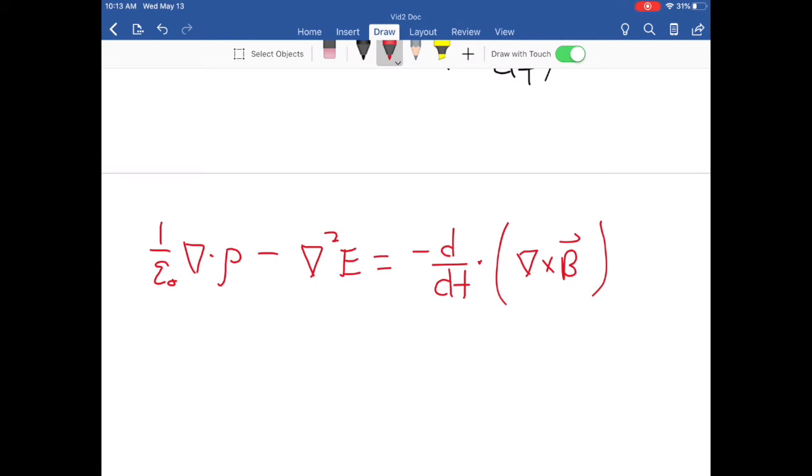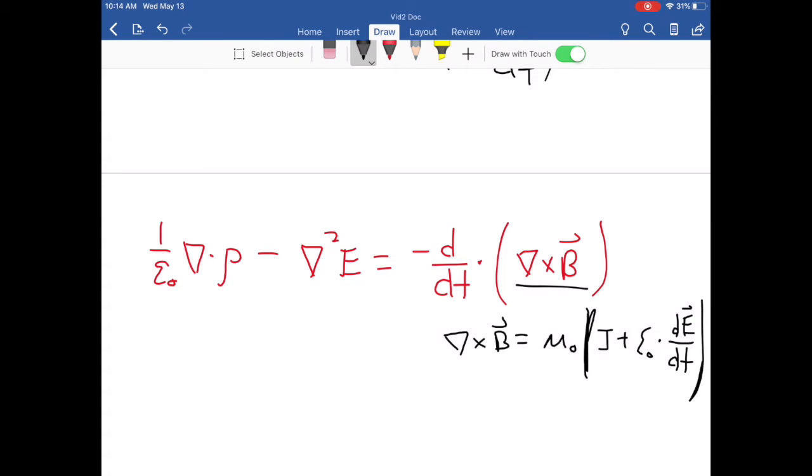Now another substitution that we can make, once again based on one of Maxwell's equations, more specifically the Ampere-Maxwell law, which reads as follows: del cross B is equal to mu naught, the permeability of free space, times J, the current density, plus epsilon naught, the permittivity of vacuum, times the derivative of the electric field with respect to time. And those are parentheses just to be clear.